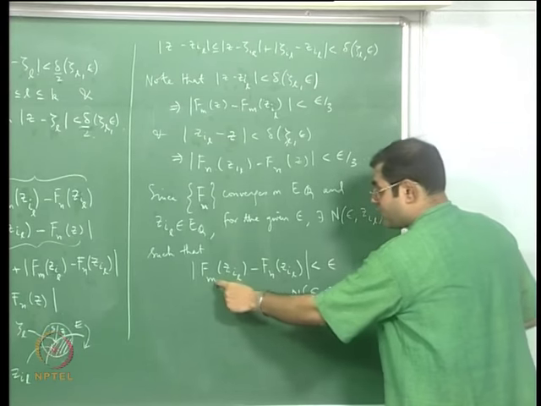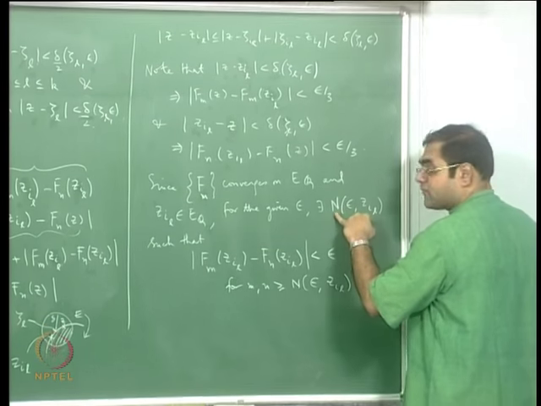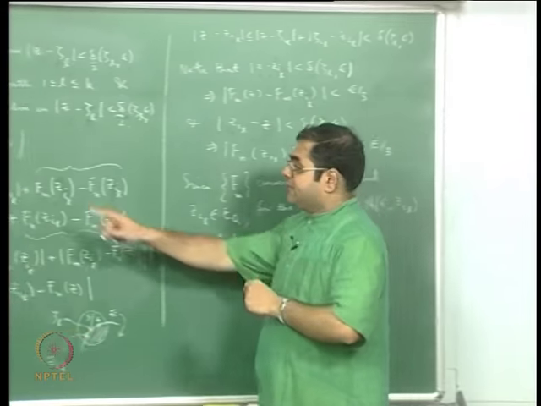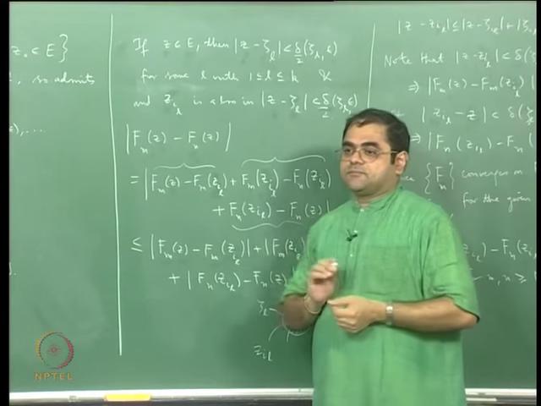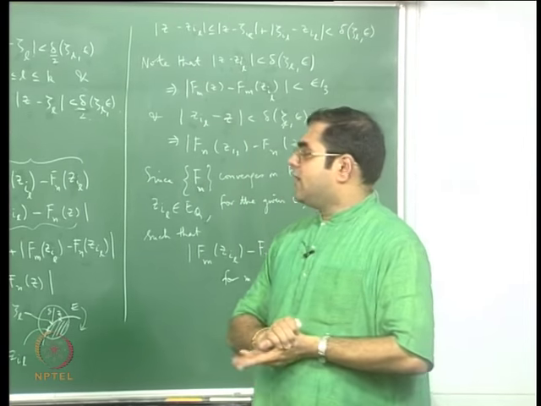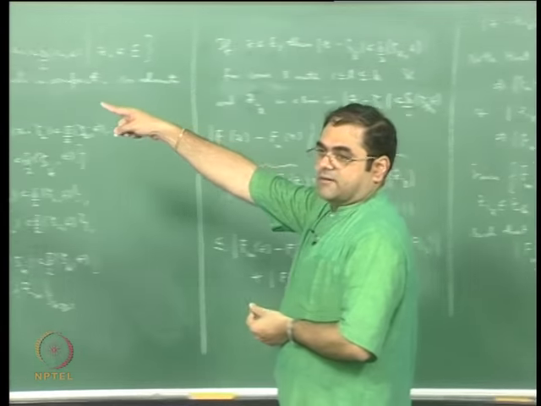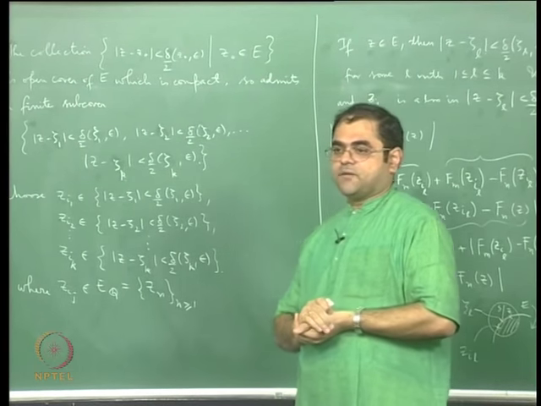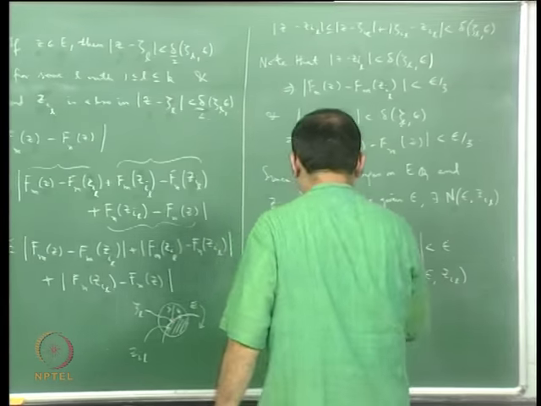And so if I take m and n to be larger than the maximum of all these, then the modulus of this is always less than epsilon independent of z, and that gives me uniform convergence of the subsequence of capital F's, okay, and that finishes the proof, okay.